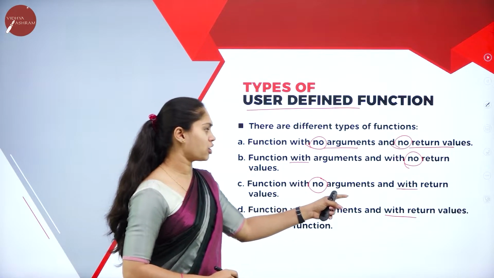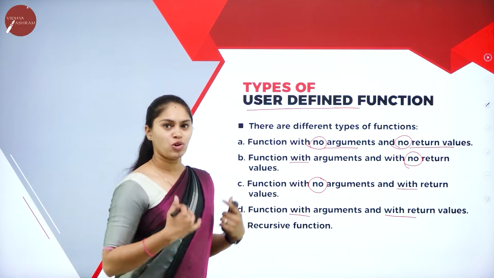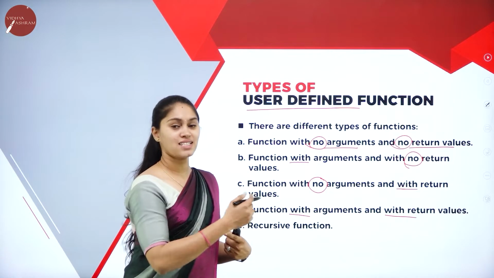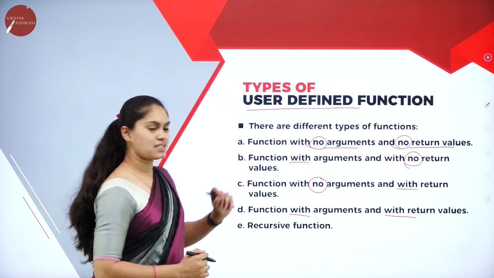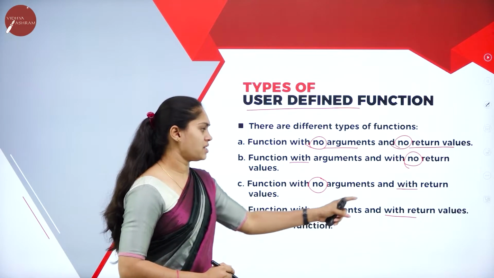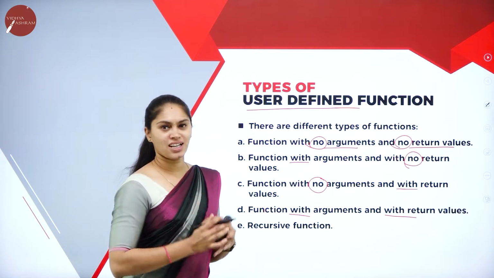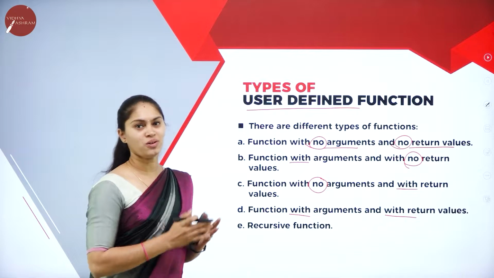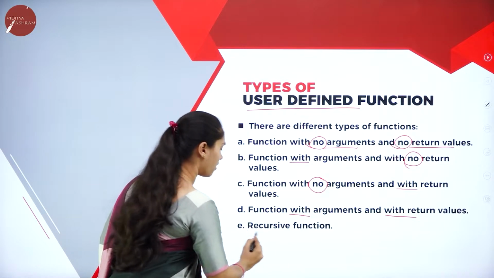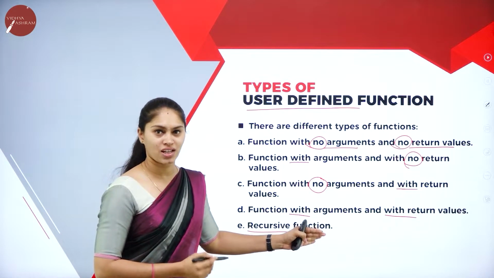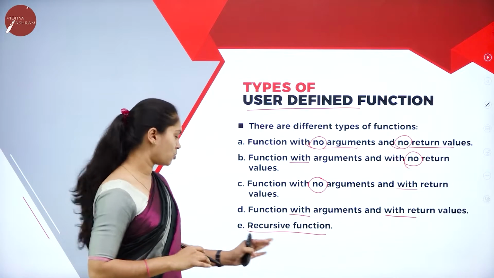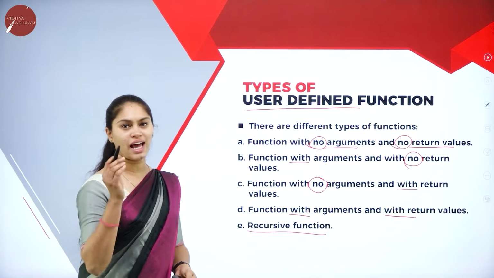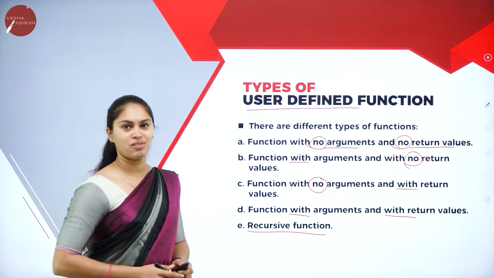Next, function with no arguments and with return value. You don't want to give snacks to your friend, but your friend is willing to distribute his snacks to you. That is the third point. Next, function with arguments and with return value. That is what sharing is caring. You are going to share your snacks with your friend, and in return, your friend is also going to send you. Okay. So what we have at last is the recursive function. You only have your snacks. That is what a recursive function is. I will be discussing all these types of functions along with the syntax and example. Then that will be easy for you.